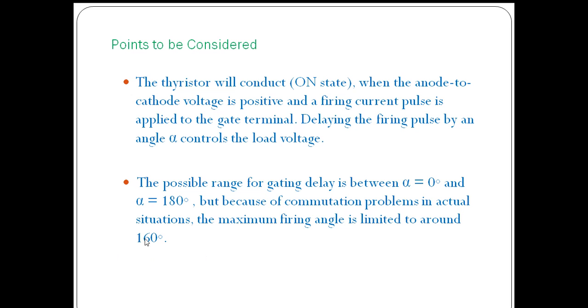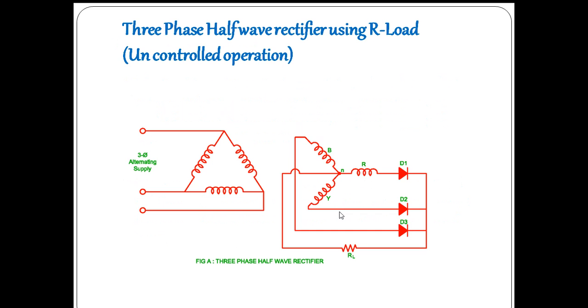In practical circuits, we should not go up to 180 degrees. That is due to commutation problems of SCR. So this limitation we need to consider while triggering the SCR. These points we need to take into consideration while operating the SCR. The device has to be forward biased and we need to apply the gate signal. We can change the delay angle. The delay angle range is from 0 to 160 degrees instead of 180 degrees. So we are operating in the range of 0 to 160 degrees.